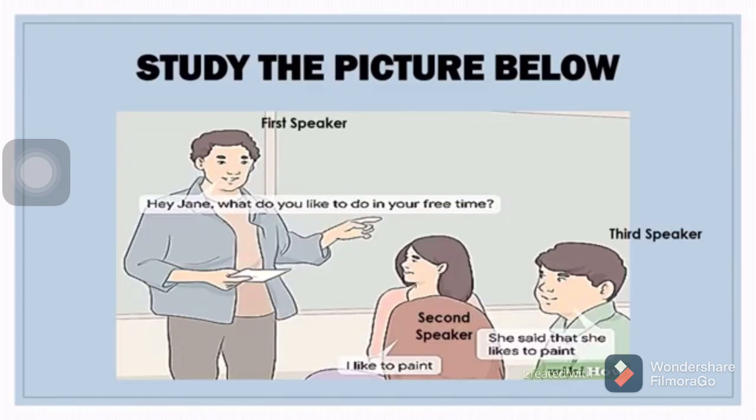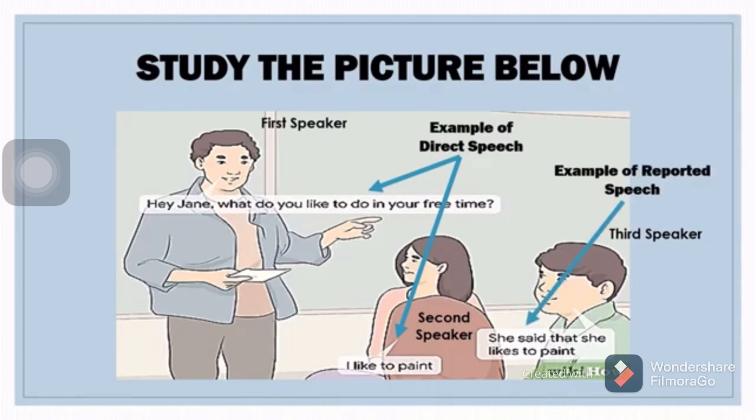Okay, study the picture below. As you can see, there are 3 speakers in the picture. The first speaker said, "Hey Jane, what do you like to do in your free time?" The second speaker said, "I like to paint." And the third speaker said, "She said that she likes to paint." So among the speakers, who do you think had used a direct speech? Correct! The first speaker and the second speaker used a direct speech, while the third speaker used a reported speech or an indirect speech.